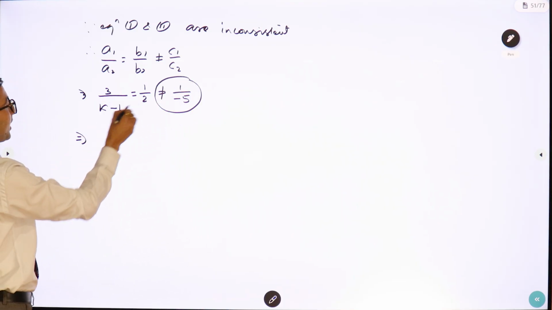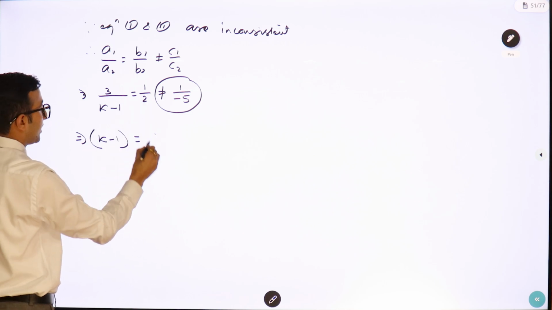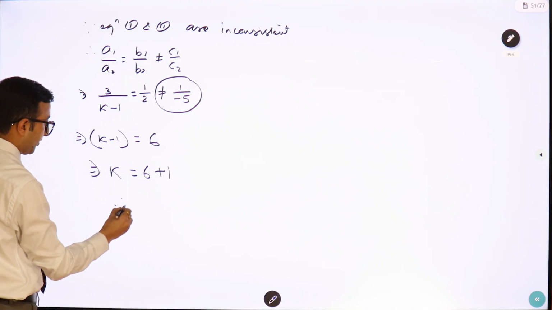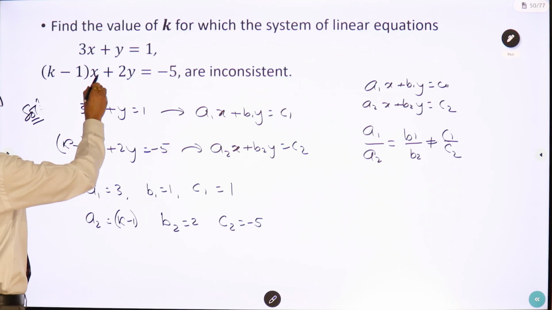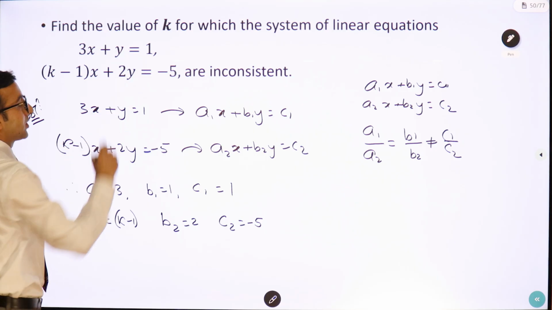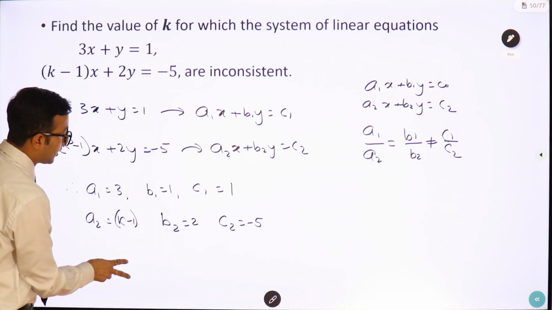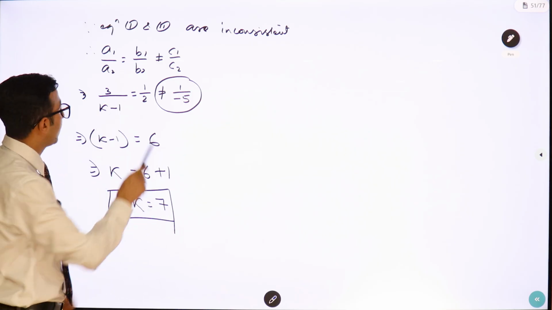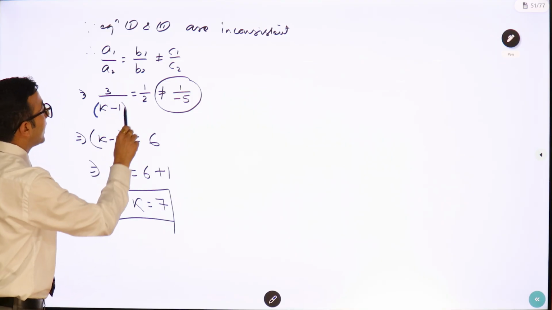Now we will cross multiply. k minus 1 into 1 is k minus 1, and it gives us 3 twos are 6. So k is equal to 6 plus 1, therefore the value of k is equal to 7. It means that for this problem, if the value of k is 7, then these two equations will not have any solution. That means these two lines will represent parallel lines. So that is the condition here. Now look here, if you want clarification, for this cross multiplication, this k minus 1 should multiply with this 1 crosswise.